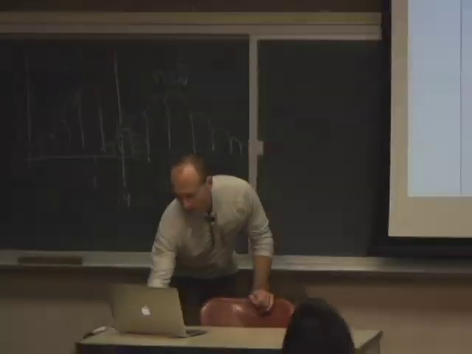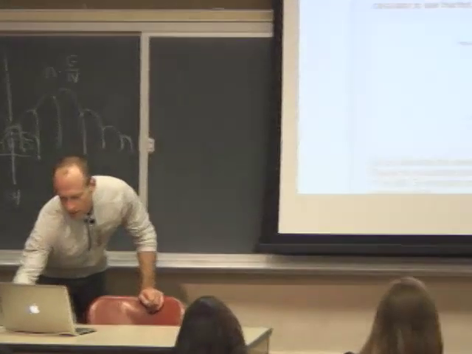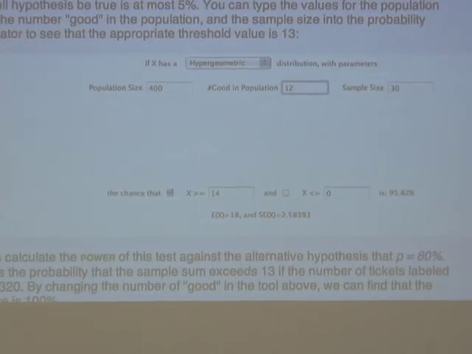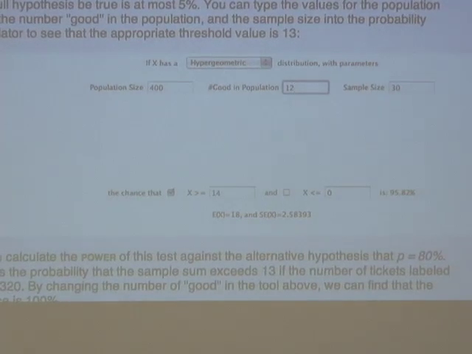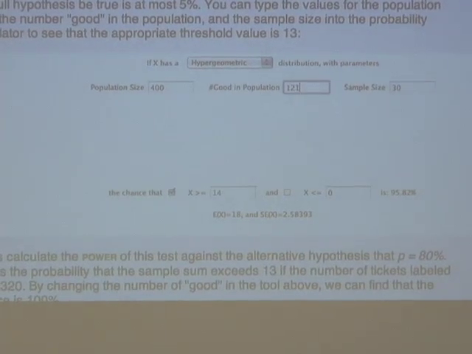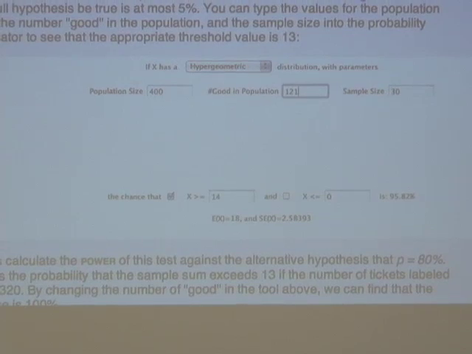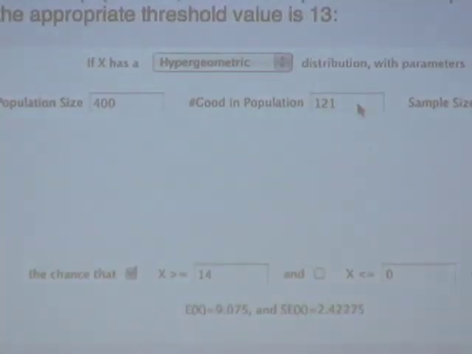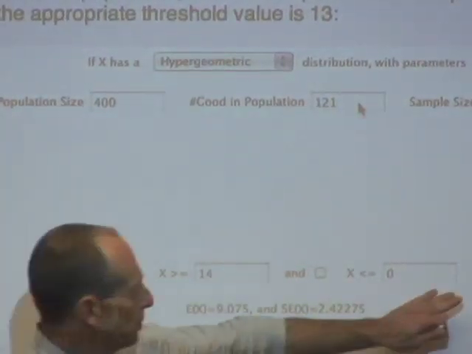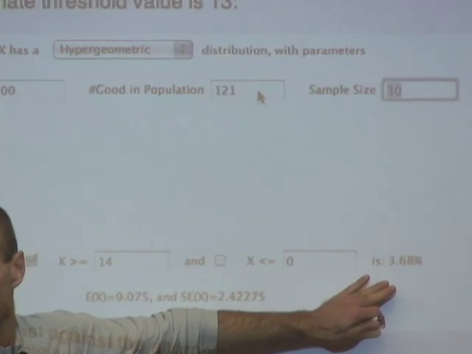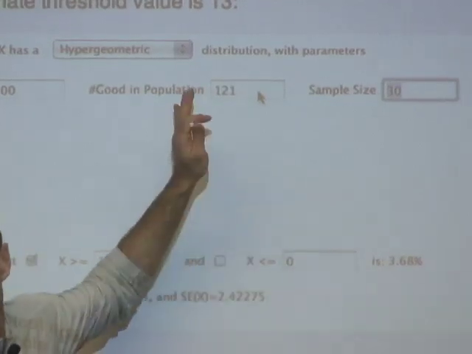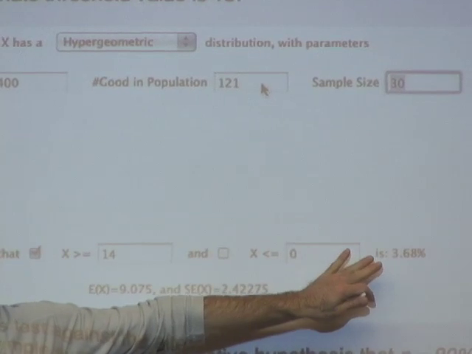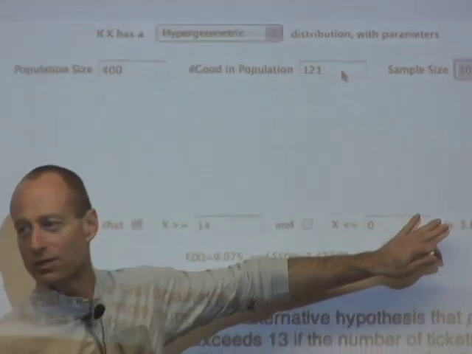But it's not going to have high power against, remember, the null is that there's 120. Sort of the alternative we care about is there's more than 120. It's not going to have very much power against the alternative that there's 121 ones in the box, right? If we look at that, then the chance that we would reject the null if there's just one more one in the box than the null says is not going to be very big. It's going to be really, really close to the significance level. Right? Does that make sense?